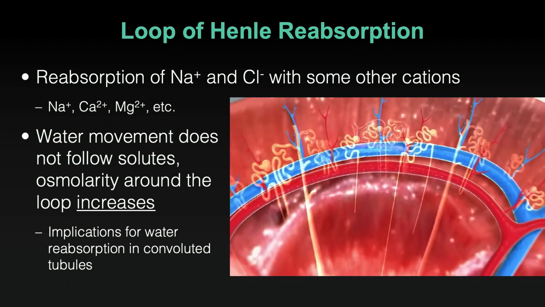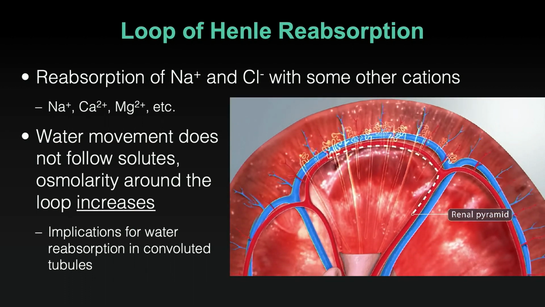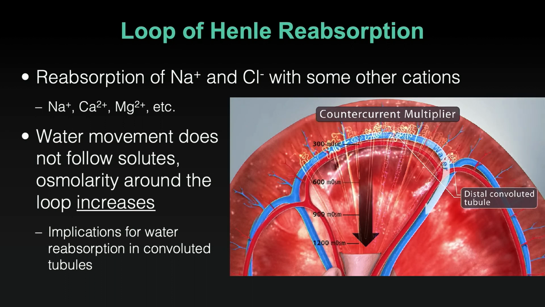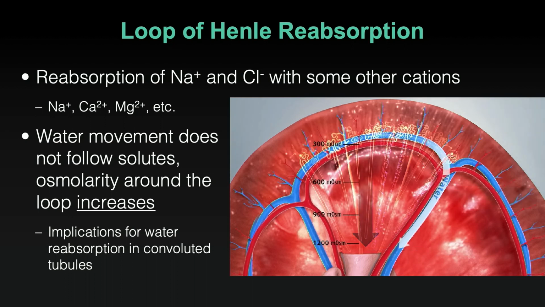Some nephron loops extend deeply into the renal pyramids, allowing a process known as countercurrent multiplication to take place. Countercurrent multiplication forms and maintains a vertical osmotic gradient which allows additional water to be reabsorbed from the distal convoluted tubule and collecting duct. This controls plasma osmotic pressure and concentrates urine.